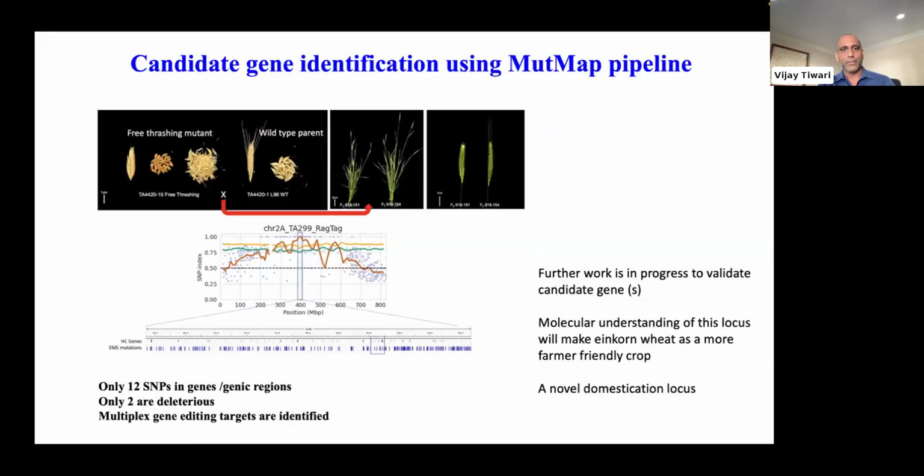So, for example, in this case where you are looking at the MutMap pipeline, because we are hitting the centromeric region, our mapping interval is big, about a 20 MB region. But when we look into this region, because now we have four different genomes, we find that only 12 SNPs in the genic region are in genes, and only two SNPs are deleterious.